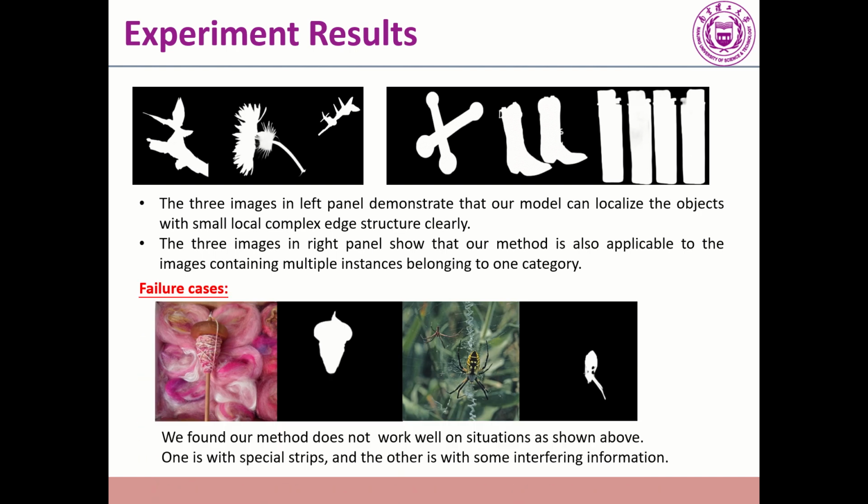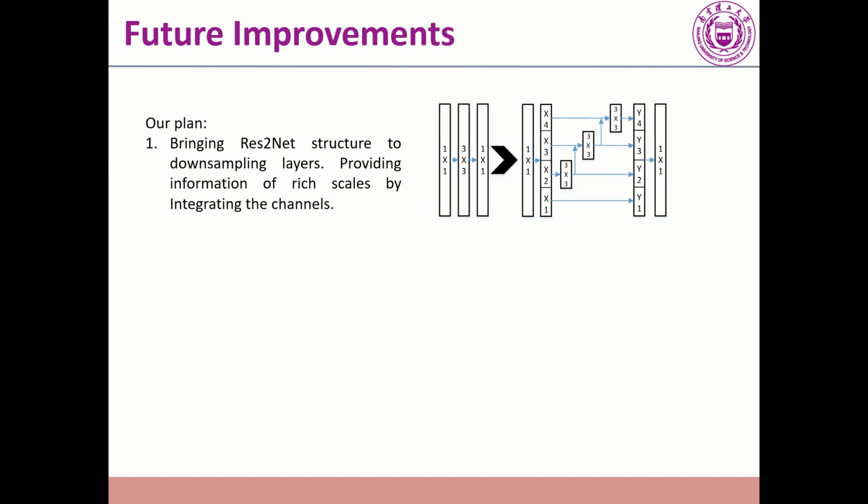Certainly, our method has some disadvantages. Here are some of our failure cases. We found that our method does not work so well on situations as shown above. One is with spatial strips like this, and the other is with some interfering information. Considering these flaws of our model, we want to make some future improvements.